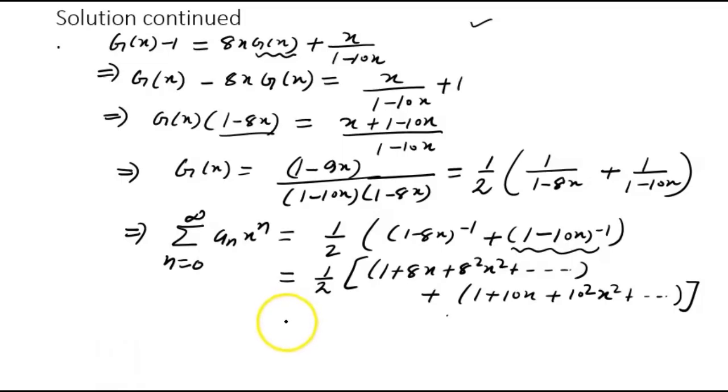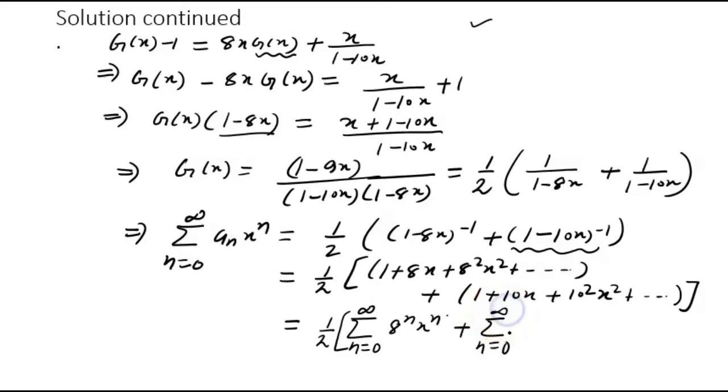So in summation form, how will it look? It will look like 1 by 2, and here I take the first series summation. So I will write n varies from 0 to infinity, and here I will write 8 to the power n x to the power n. And if I look at the second term, it will look like summation n varies from 0 to infinity 10 to the power n and x to the power n, right? Because the summation is starting from 0, so the first term in both the cases, if I take n is equal to 0 here, 8 to the power 0, x to the power 0 is 1, and here it will be 10 to the power 0, x to the power 0 is equal to 1.